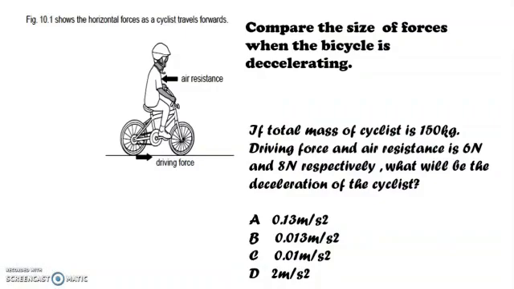Next is figure 10.1, which shows the horizontal forces on a cyclist travelling, air resistance and driving force. Compare the size of forces when the bicycle is decelerating. Air resistance is greater than driving force.